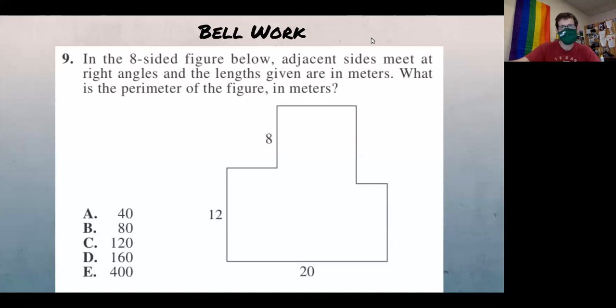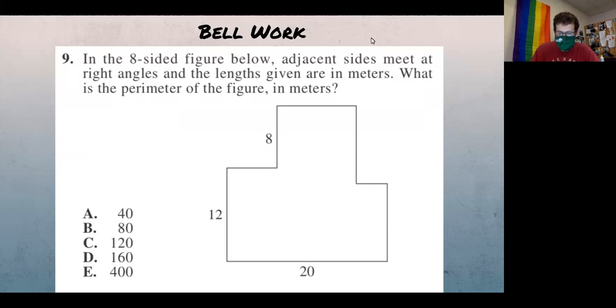In this problem, we are looking at perimeter. Luckily, perimeter is pretty straightforward, as we just add up all the sides. So we don't have to come up with how to split this up to find the area. That would be a real pain. We're not doing that here. We're just trying to find the perimeter.